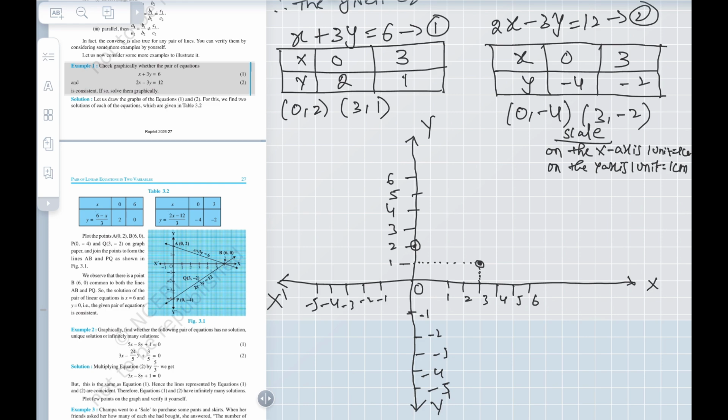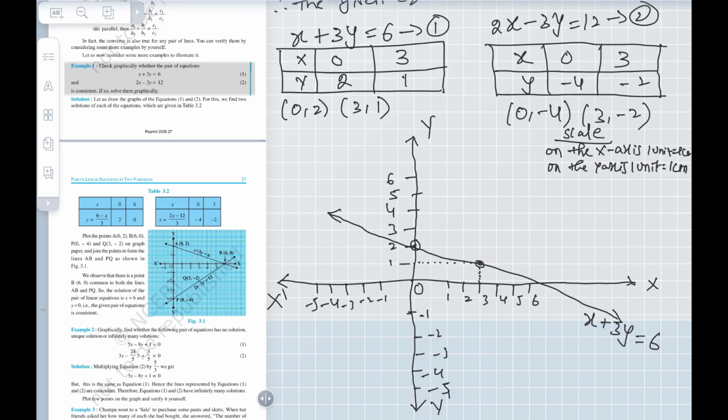And now draw with the big scale as much as possible. Okay, the bigger you draw, the better. And this line is x plus 3y equals 6. So this is the equation of this line. So it is better to write the equation of the line. Now come to the second equation.